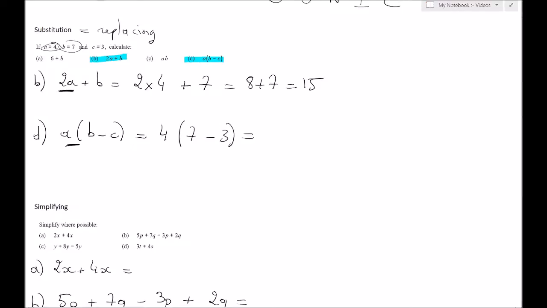Okay. When I substitute, I'm going to follow BODMAS. So according to BODMAS, I'm going to do brackets first. So 4 times 7 minus 3 is actually 4 times 4, which is going to be 16. So that's substitution. In other words, just replacing letters by numbers.